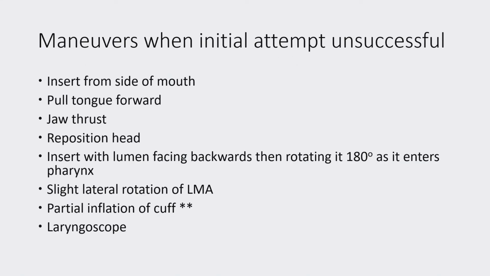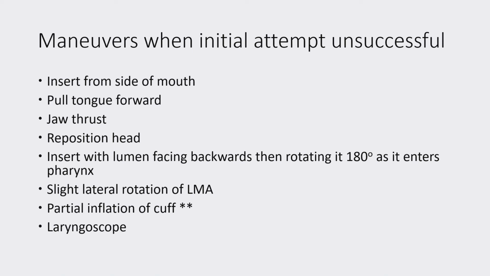These are the maneuvers that can be used when the initial attempts are unsuccessful. They include: insert from the side of the mouth, pull the tongue forward, use a jaw thrust, reposition the head, insert the lumen facing backwards and then rotate 180 degrees as it enters the pharynx, slight lateral rotation of the LMA, partial inflation of the cuff, and the use of a laryngoscope.